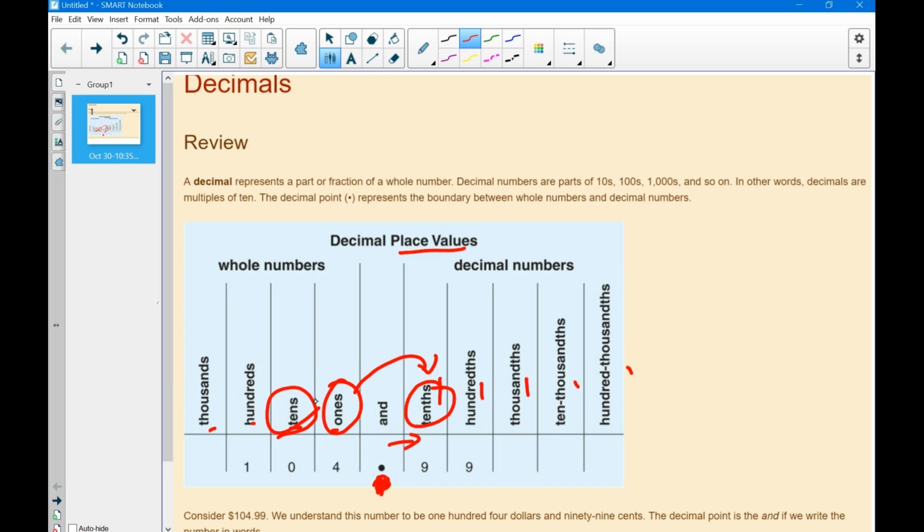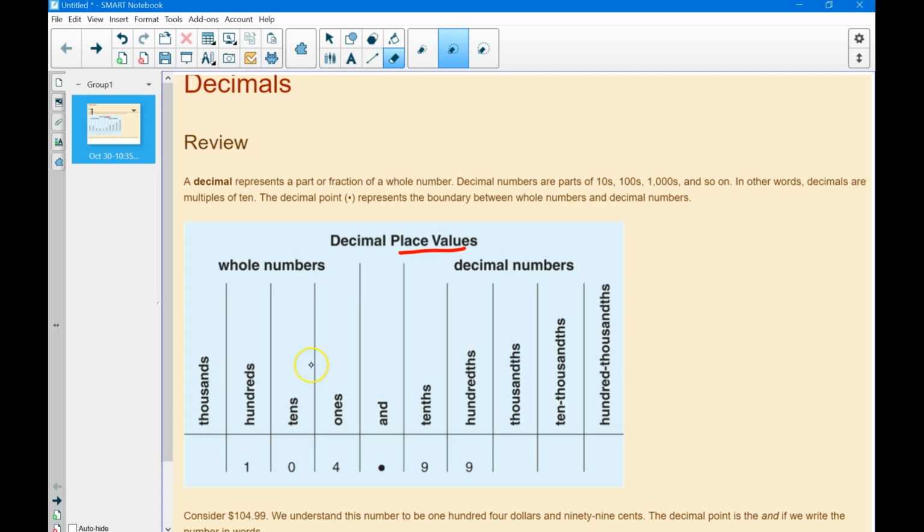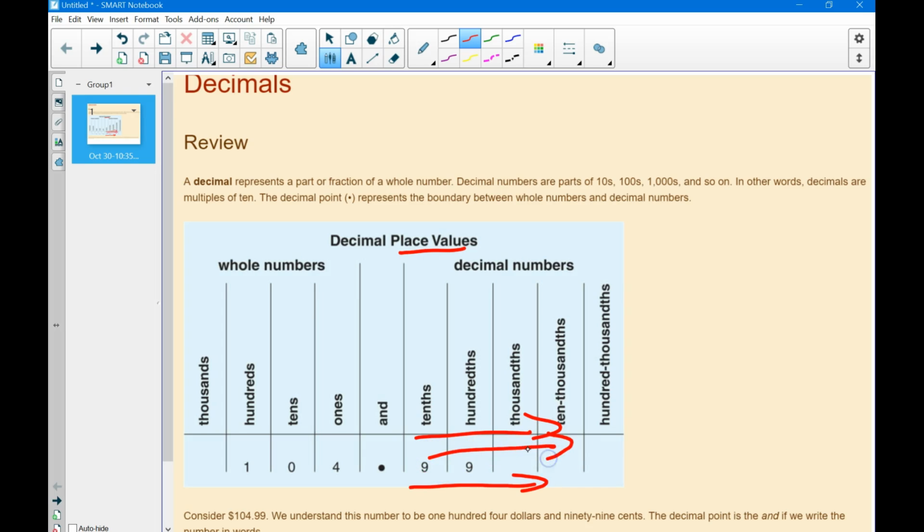I'll just pause for a second and show you some terminology that you're going to hear me using in the next little while. If I say to the right hand side of the decimal, it's this side of the decimal. If I say behind the decimal, it's this side of the decimal. If I say after the decimal, it's again this side of the decimal. So there's probably three ways you'll hear me refer to that.